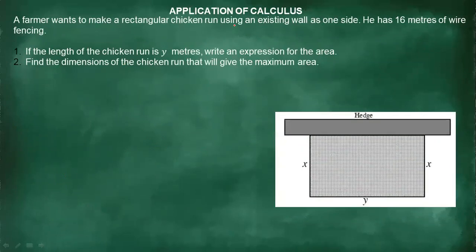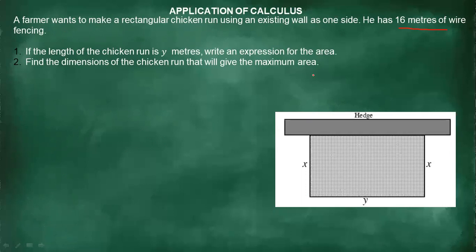She can run using an existing wall, one side. He has 16 meters of wire fence. If the length of the chicken run is y meters, write an expression for the area. You can see from the scenario we're given the length of the fence. Now the length, we are going to relate it to the perimeter, because remember the perimeter is the total length of the outside part. This one plus this one, this one. It's going to be 16.